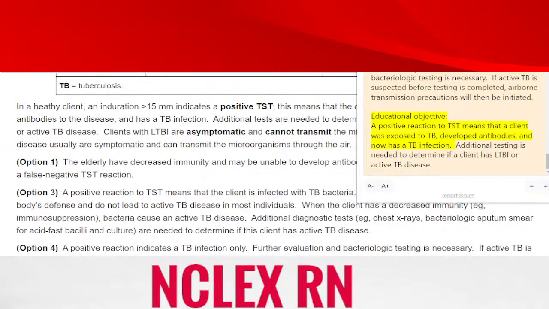Educational objective. A positive reaction to TST means that a client was exposed to TB, developed antibodies, and now has a TB infection. Additional testing is needed to determine if a client has LTBI or active TB disease.